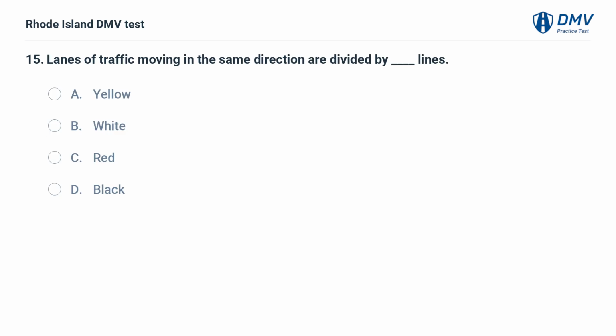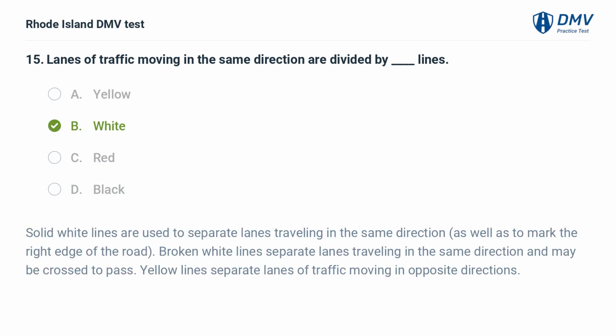Lanes of traffic moving in the same direction are divided by: fill in the blank lines. A. Yellow. B. White. C. Red. D. Black. B. White. Solid white lines are used to separate lanes traveling in the same direction, as well as to mark the right edge of the road. Broken white lines separate lanes traveling in the same direction and may be crossed to pass. Yellow lines separate lanes of traffic moving in opposite directions.